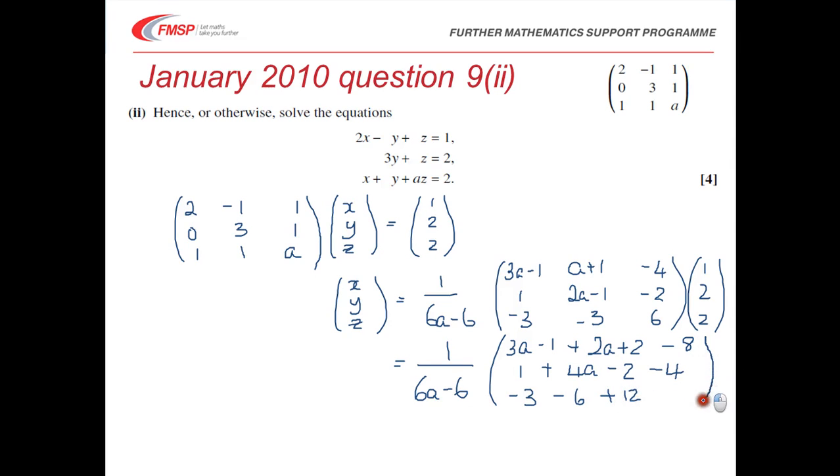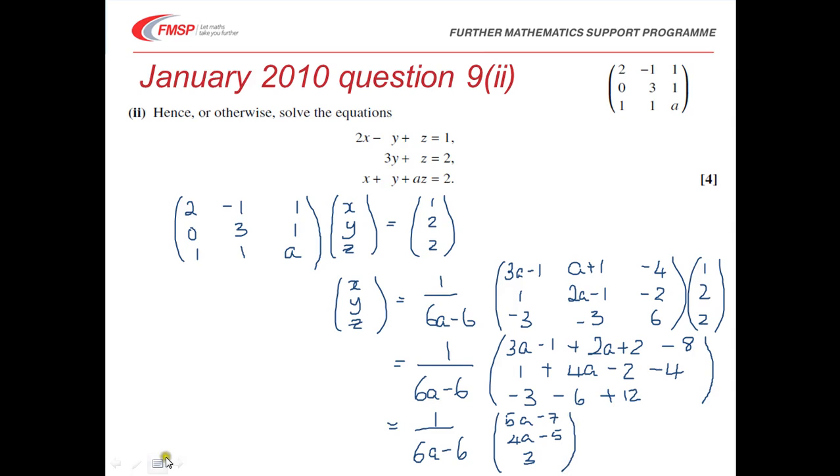So it looks a little bit messy at this stage, but actually you can simplify that now, and you get 3a plus 2a, so 5a, minus 1 plus 2 is plus 1 minus 8, so 5a minus 7, 1 minus 2 minus 4, so that's minus 5, and you've got a 4a, so 4a minus 5, and then minus 3 minus 6 plus 12 is 3. So that is our answer.